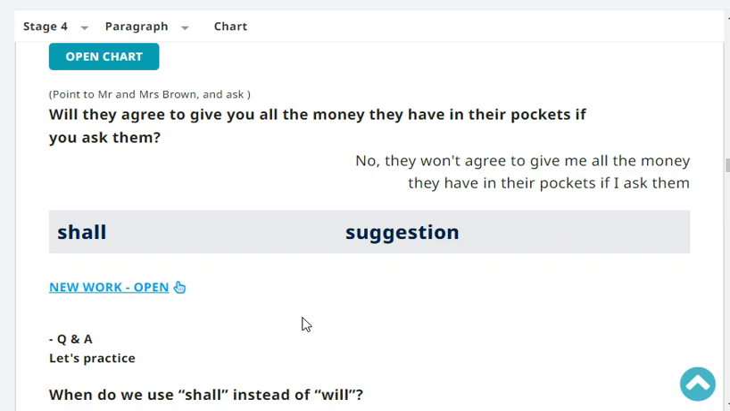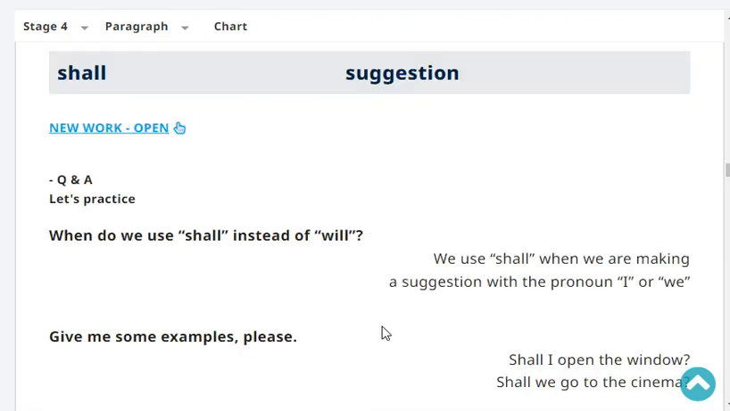Yes, they'll agree to give me all the money they have in their pockets if I ask them very nicely. Okay, very good. When do we use shall instead of will?